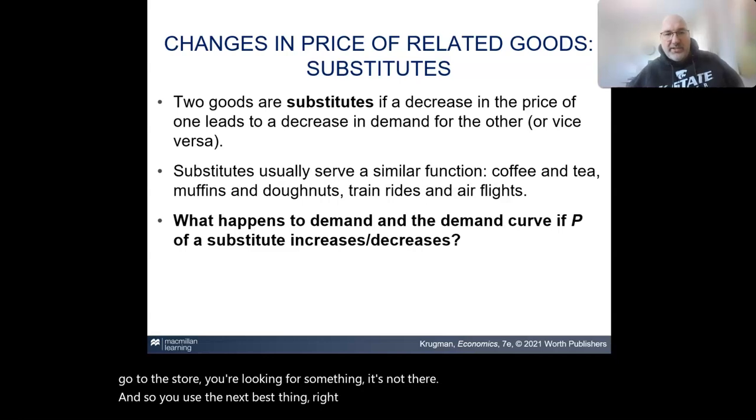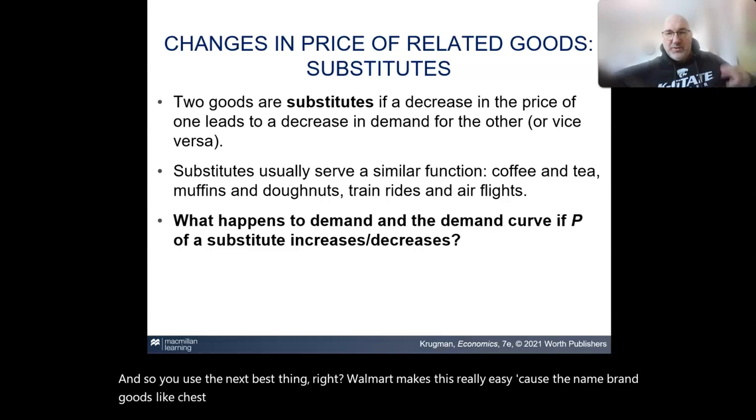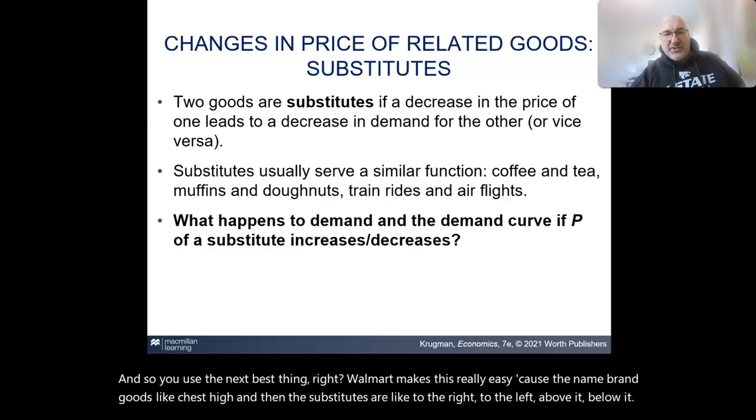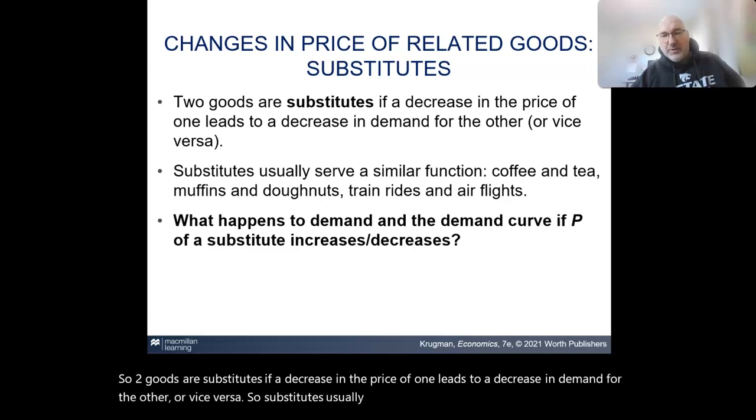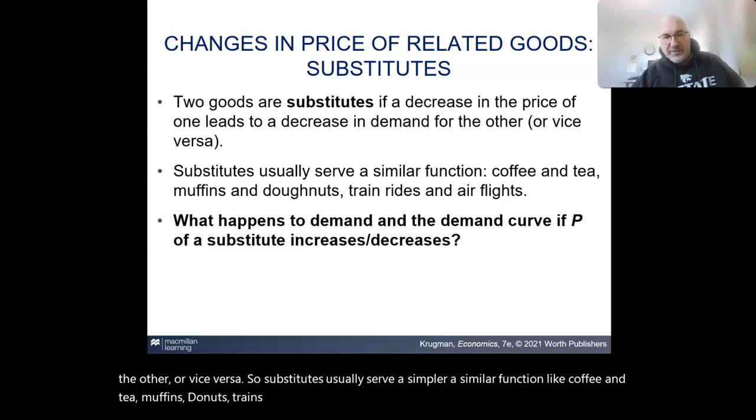Walmart makes this really easy because the name brand goods are like chest high, and then the substitutes are to the right, to the left, above it, below it. So two goods are substitutes if a decrease in the price of one leads to a decrease in demand for the other, or vice versa. Substitutes usually serve a similar function, like coffee and tea, muffins and donuts, trains and air flights.